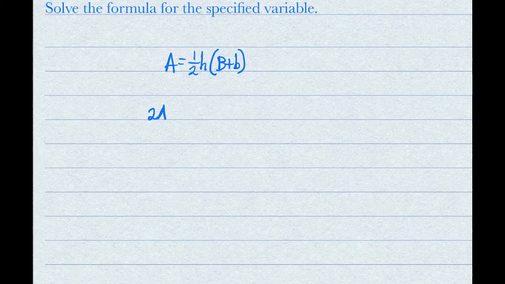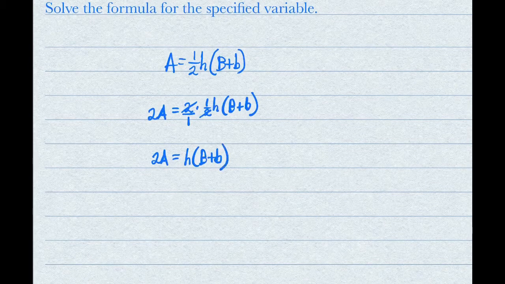So on the left you have 2 times a. On the right you have 2 times 1/2 h, and in parentheses, uppercase B plus lowercase b. Remember that the 2 is over a 1, so these 2's cancel out, and you're just left with 1/1. So now on the right side, the coefficient has been cancelled out, because it's really 1 times h, parentheses B plus b. You don't need to write the 1 anymore, because it's understood. So on the next line you have 2a equals h, parentheses B plus b in parentheses.